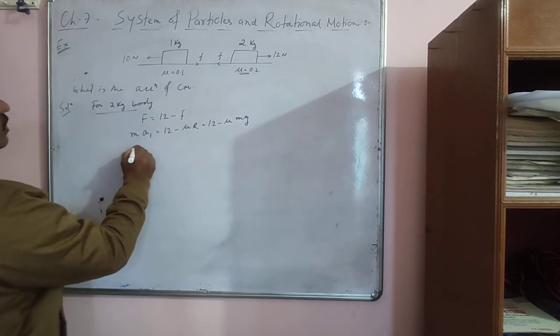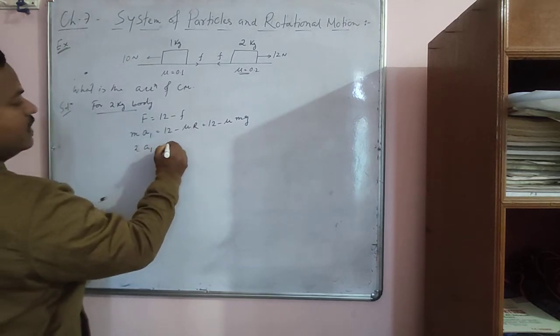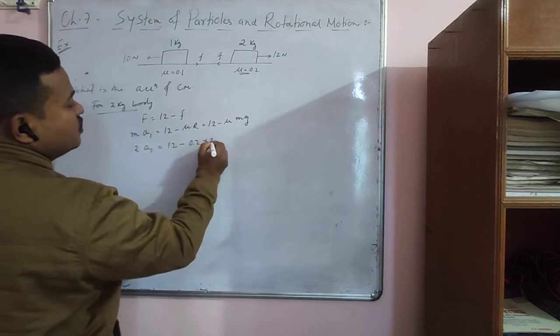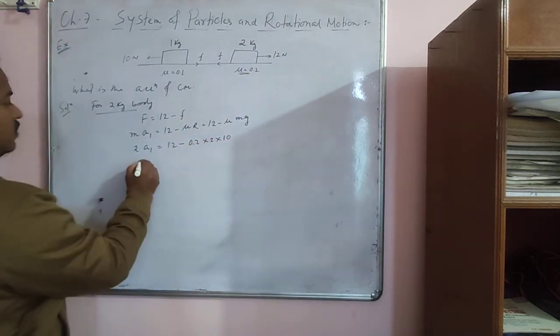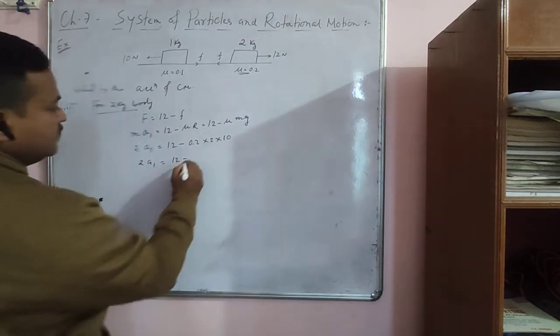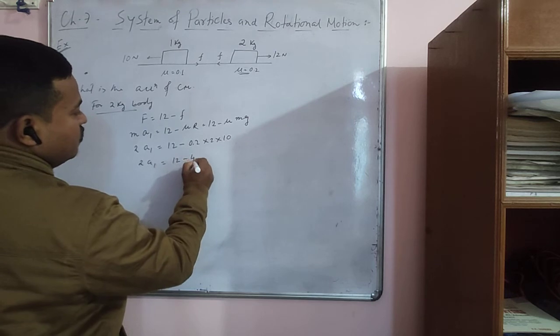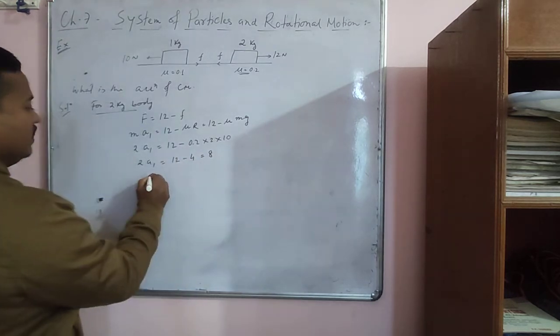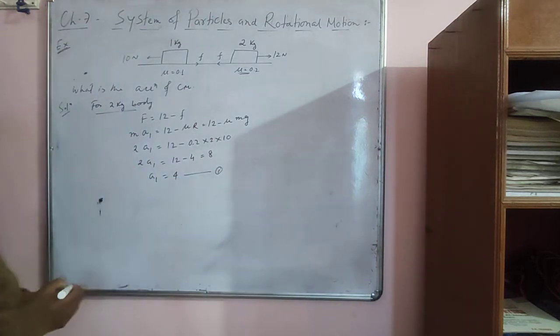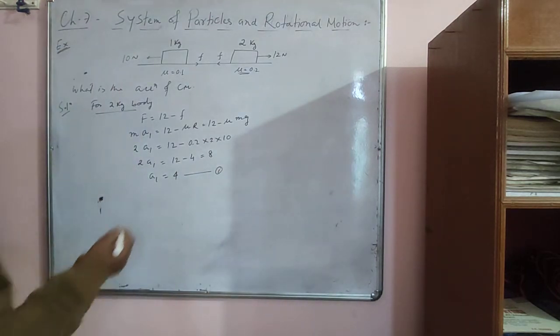So here m is 2, so 2a1 equals 12 minus mu times m times g. Mu is given as 0.2, m is 2, g is 10. So 2a1 equals 12 minus 4, that is 8. So a1 is equal to 4. So a1 we calculated, that is 4. Similarly we find a2 for the other body.